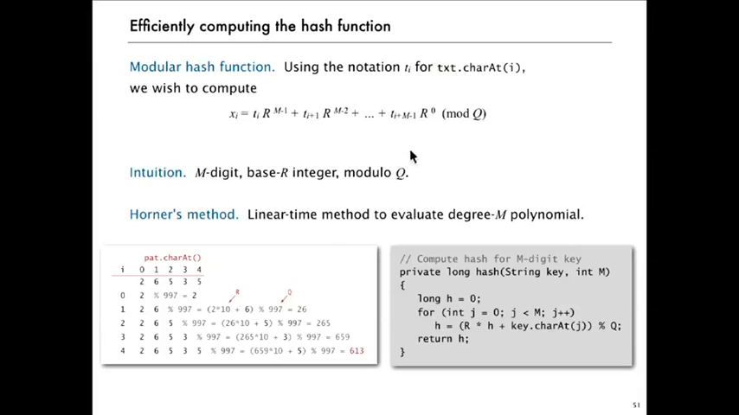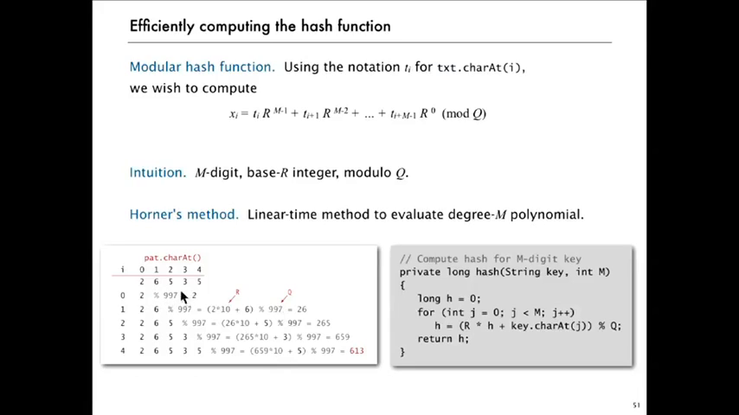There's a really easy method called Horner's method that we can use to evaluate a degree m polynomial with just m multiplies and adds. And we can do the modular computation all the way through at each step to keep the numbers less than q, and we still get the same result. The idea is you go from left to right through the digits, and you just multiply by r and add the digit, and then do mod q every time.